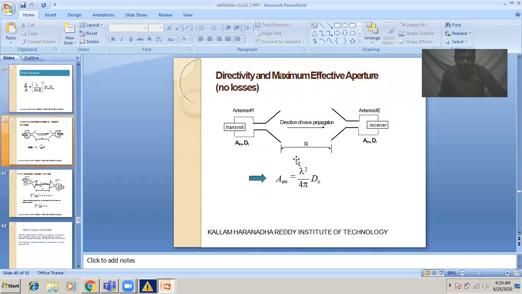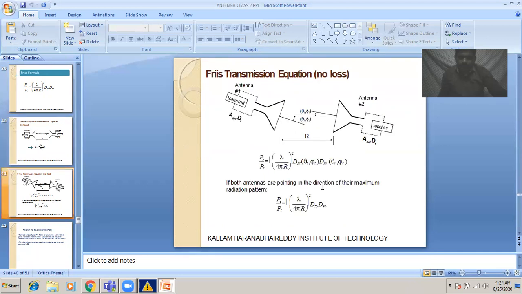So here this is the transmitting antenna and this is the receiving antenna. The power is transmitted from the transmitting antenna to the receiving antenna. This is effective area and directivity, both are related like this. Ultimately this Friis formula can be represented like this. Friis is the name of the scientist, therefore it is called Friis formula.